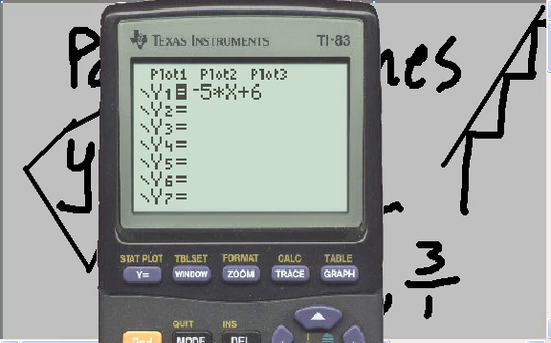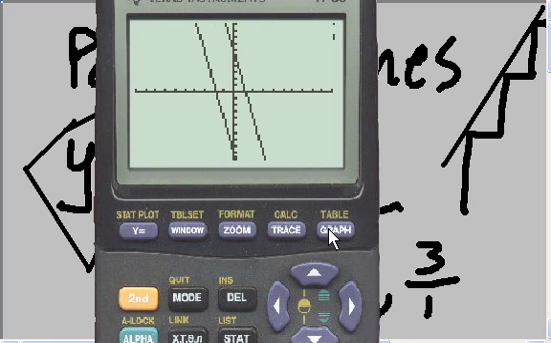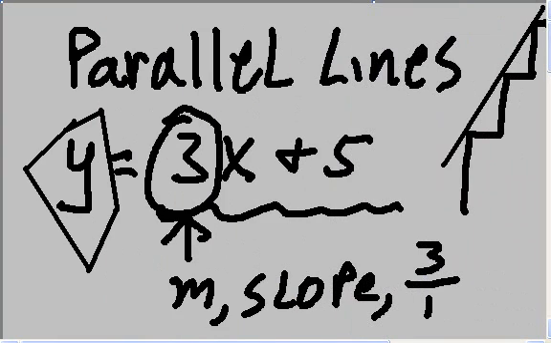Now let's go down here. And I've got to hit that negative sign now. Negative 5 times x, and let's put in minus 9. We're going to get another parallel line. Bingo, there we go. We are good. There it is. Amazing.